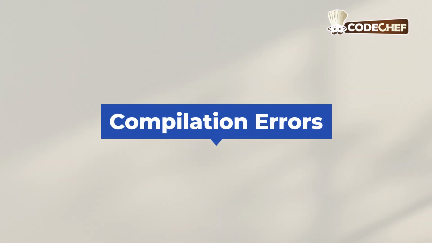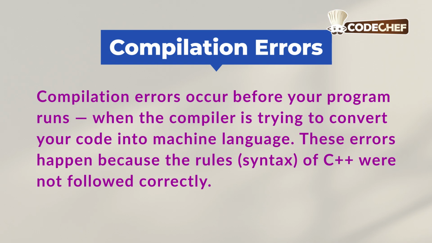Compilation errors. Compilation errors occur before your program runs. That means when the compiler is trying to convert your code into machine language. These errors happen because the rules or syntax of C++ were not followed correctly.